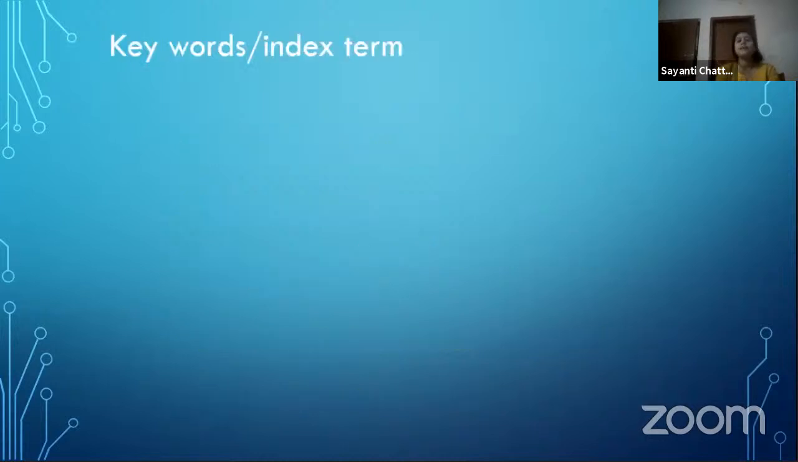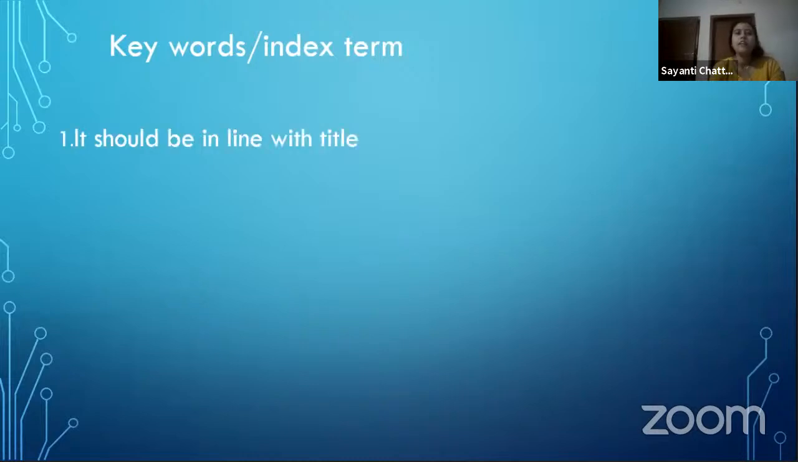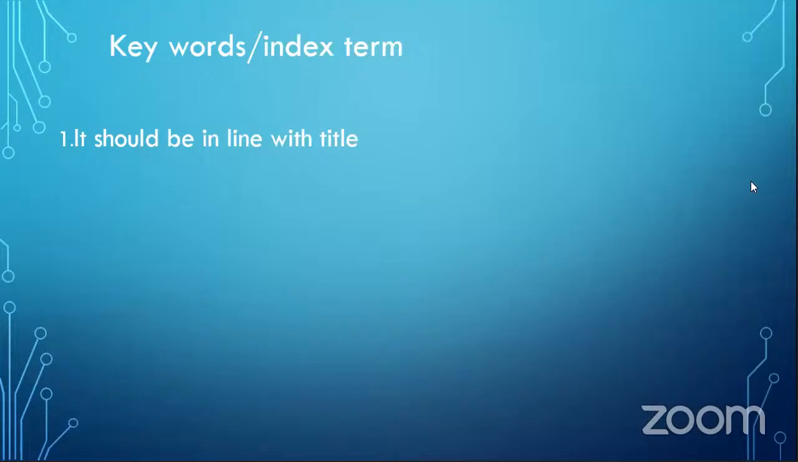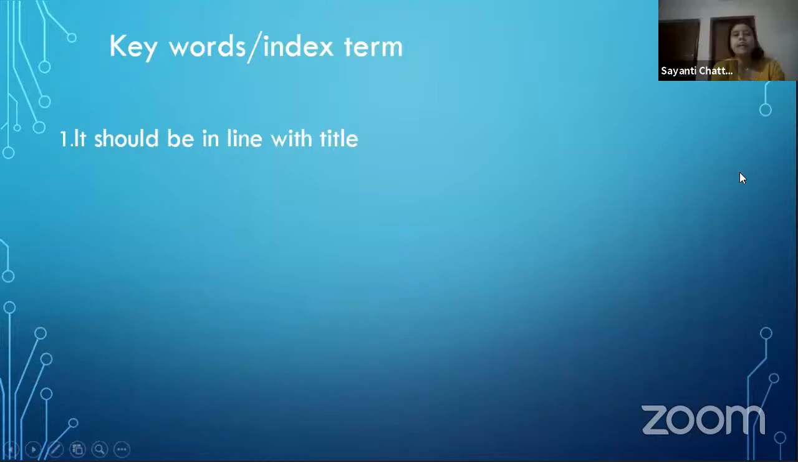Next is keyword. Why is a keyword required? When someone is searching any topic, they will search using the keyword. So the keyword should be in line with the title. Whatever I have told in the title should be in line with the keywords. That should be in the keywords.